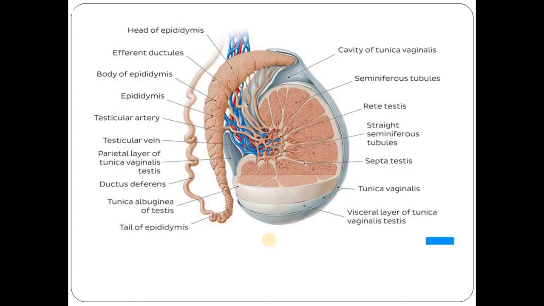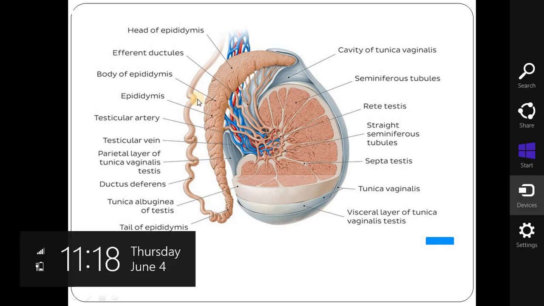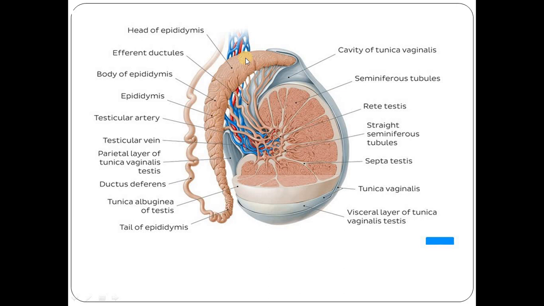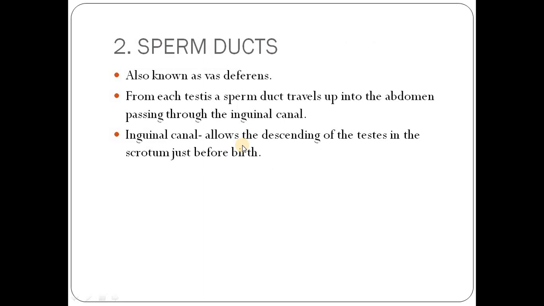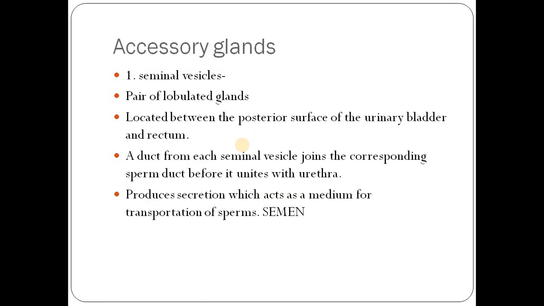So if we look at the structure here, I hope this is clear: the epididymis, then the efferent ductules, these are the efferent ducts, and then the vas deferens, that is your sperm duct, and all is clear. So this was all about your testis. Then we now move to the second portion, the sperm ducts, that is your vas deferens, and then finally the accessory glands, where we have the seminal vesicles.